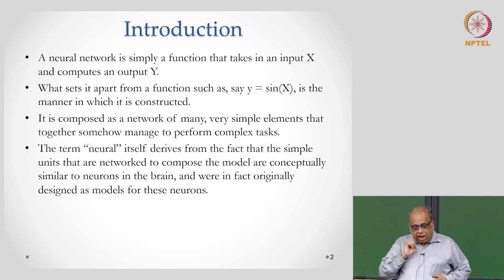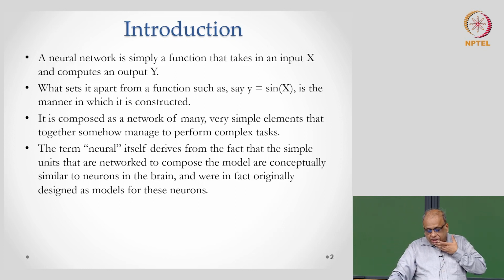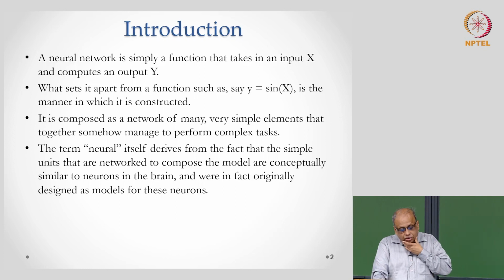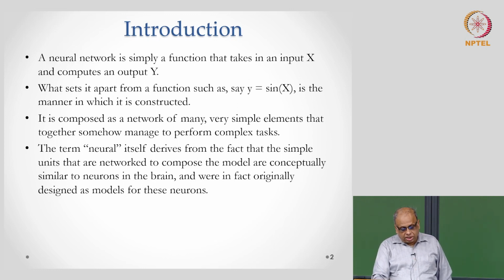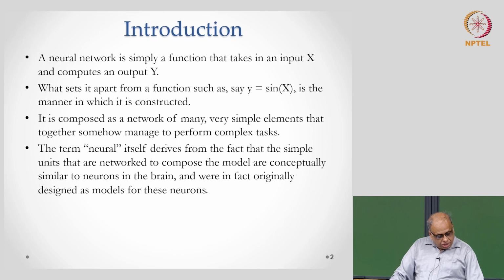Okay. And the term neural itself derives from the fact that simple units that are networked to compose a model are conceptually similar to neurons in our brains. So in our brains also, each neuron is a simple element, but they combine together to do really, really complex stuff. And the initial inspiration for neural networks was, of course, our human brain.